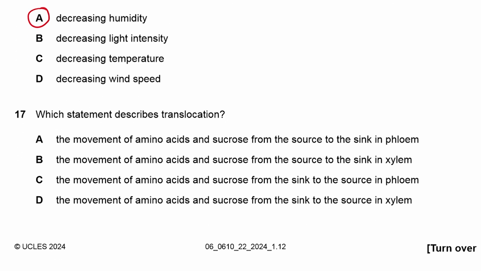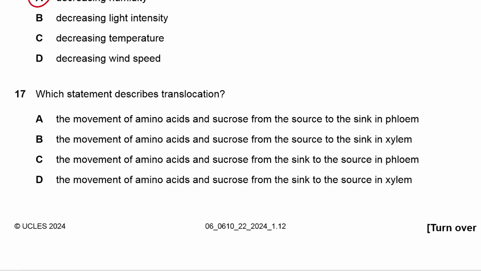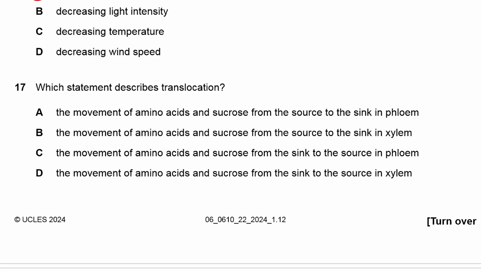Number 17 says, which statement describes translocation? Now, translocation is known to be the movement of the products of photosynthesis from the source to the sink. Alright, so the options: movement of amino acids and sucrose from source to sink in phloem, movement of amino acids and sucrose from source to sink in xylem, movement of amino acids and sucrose from sink to source. It's always from source to sink, and definitely it takes place in the phloem, so that is A.